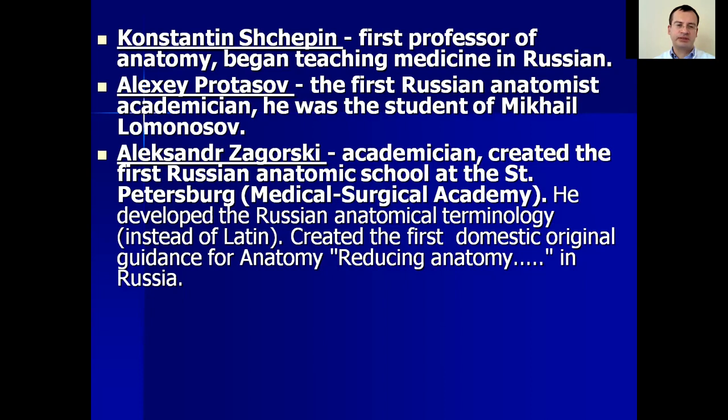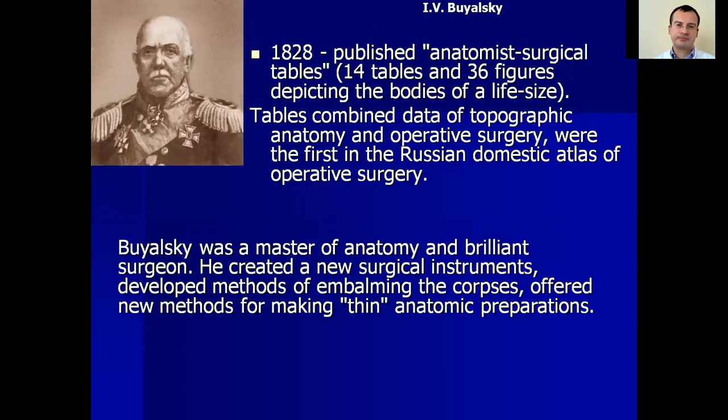He developed Russian anatomical terminology and created the first domestic original guidance for anatomy, reducing anatomy in Russia. Buyalsky, in 1828, published anatomic-surgical tables. The tables combined data of topographic anatomy and operative surgery, and were the first Russian domestic atlas of operative surgery. Buyalsky was a master of anatomy and a brilliant surgeon.